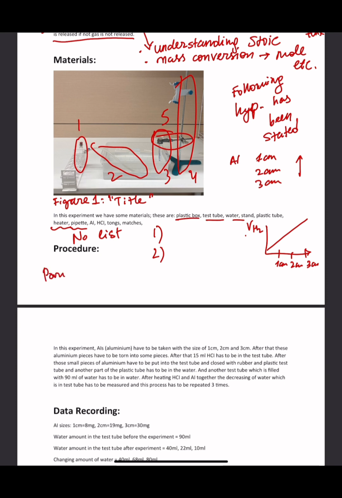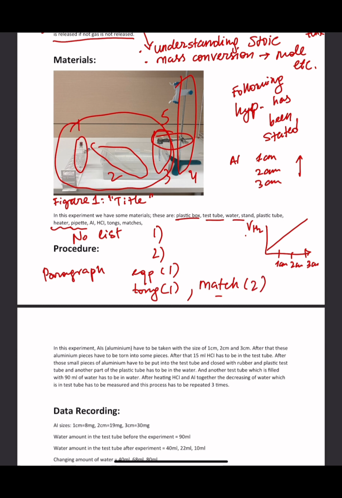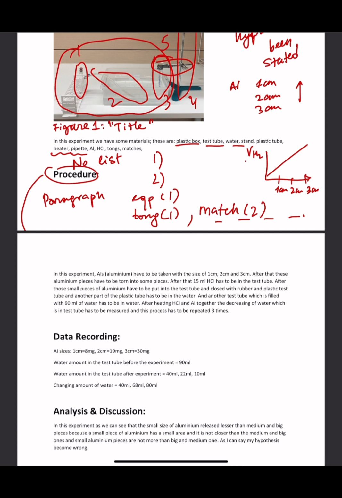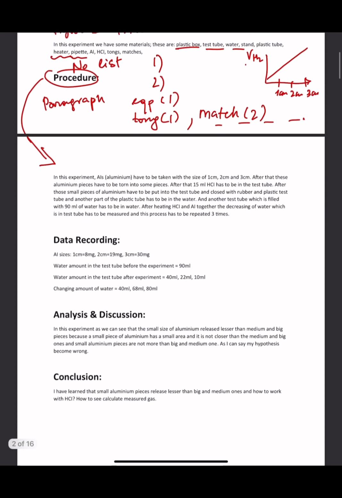In the paragraph you would say that, okay, these equipments were used. And when you write equipment 1, for example, you would write tongs and write 1 beside it, and then you would write match and write 2, and that's how you would write your paragraph. Now about the procedure part, let's go in here.